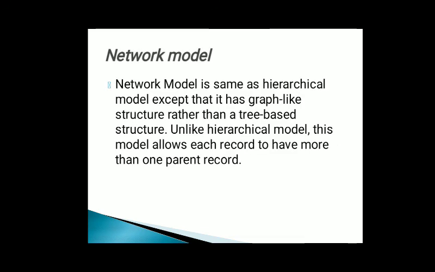Next is the network model. Right? Network model is same as hierarchical model, except that it has graph like structure. It is similar to the hierarchical model, but what is different? It has graph like structure rather than the tree like structure. Okay? Unlike hierarchical model, this model allows each record to have more than one parent record. In a hierarchical structure, there is only one parent and multiple children, but here more than one parent. Right? This is the difference between the hierarchical and the network model.